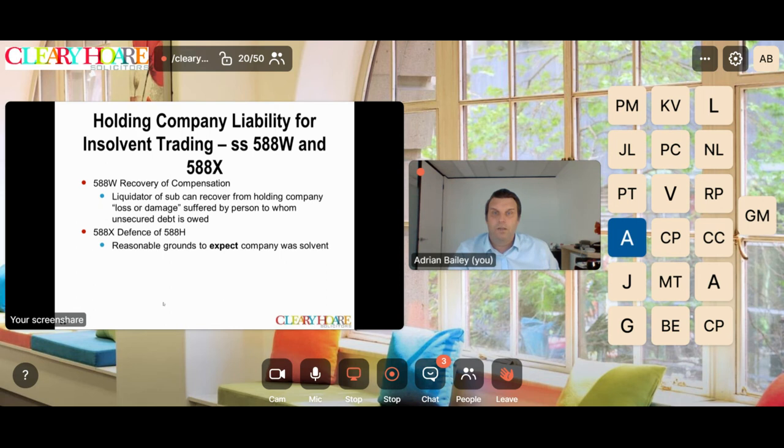So the liquidator of the subsidiary can recover from the holding company any loss or damage suffered by a person to whom an unsecured debt is owed. The only defence that we have to it is that there are reasonable grounds to expect that the company was solvent.